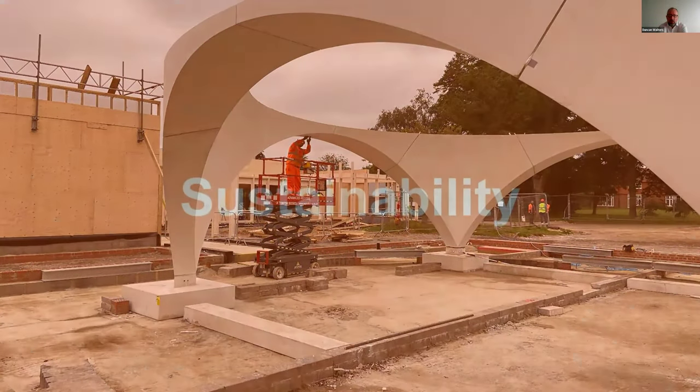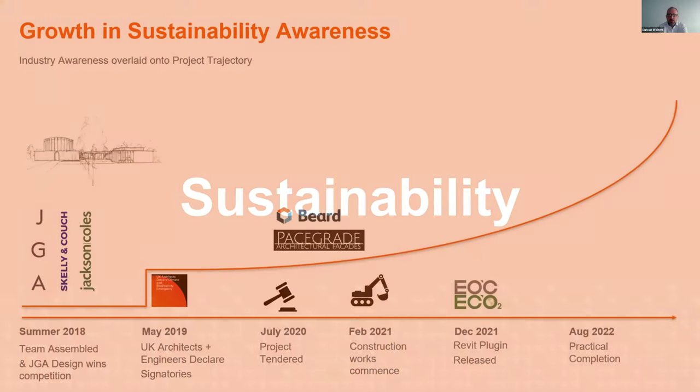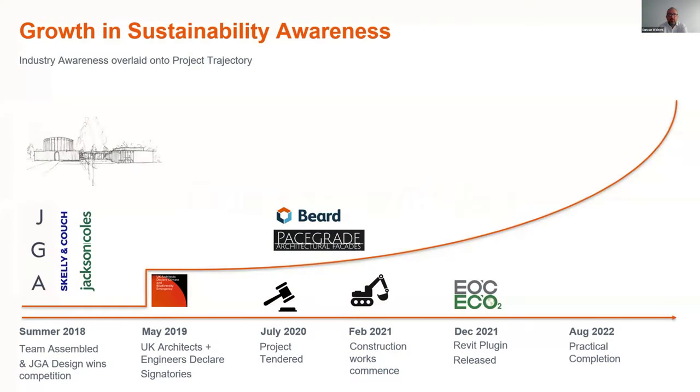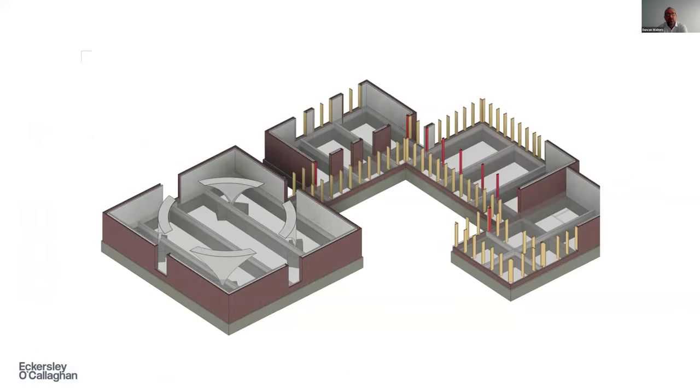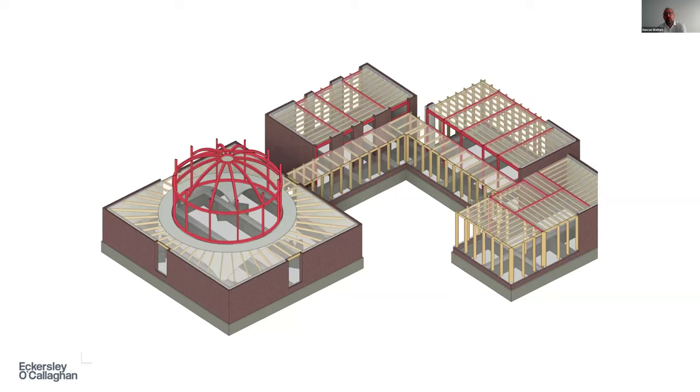So, sustainability for the project. In terms of the timeline, there's a growth in awareness and understanding of that, and in fact, conveniently, we were ahead of that curve. There was a good shot in the arm in 2019 in terms of Architects and Engineers Declare, but we produced our three options for the building in late 2018 for the costing and the client approval. The go-to initially was this steel lantern approach with the 12 segments.